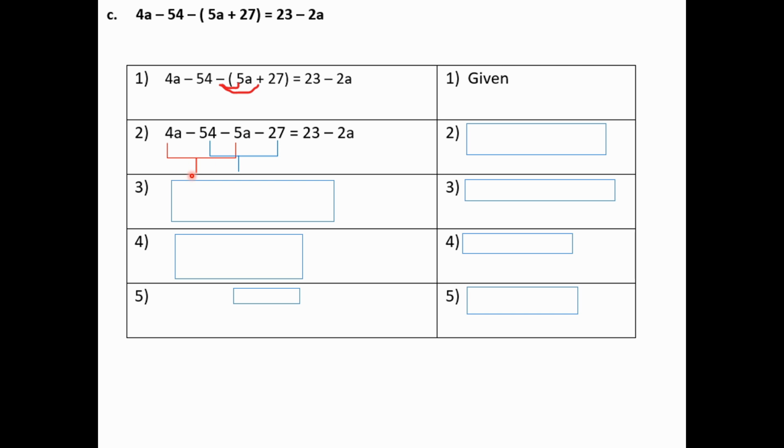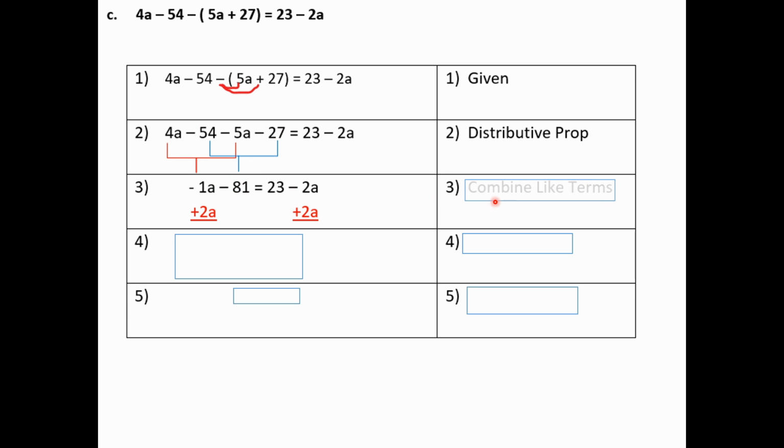And you can see I've outlined what I'm going to do next. The red, these are terms that have a in them, and then the blue are terms that do not have a variable in them. So we're going to combine our like terms. Before we do that, we're going to state what we did to get here, which is our distributive property. And then we're going to combine those like terms. So 4a minus 5a is negative a, or negative 1a. Negative 54 and negative 27 combine to make negative 81. And again, what we've done here is we've combined our like terms.